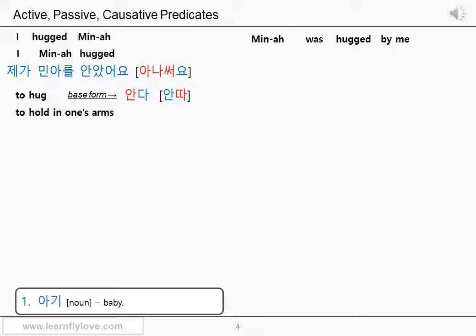Mina was hugged by me. Of course, we don't use the passive sentence like this in English normally. But in Korean, you use the passive form a lot. We'll tell you why very shortly. We are now learning how to make the passive sentence which is called 피동문 in Korean. Let's rearrange the words. Mina, by me, was hugged.